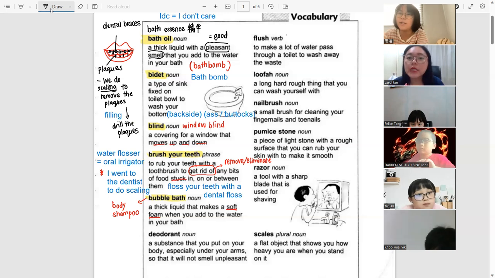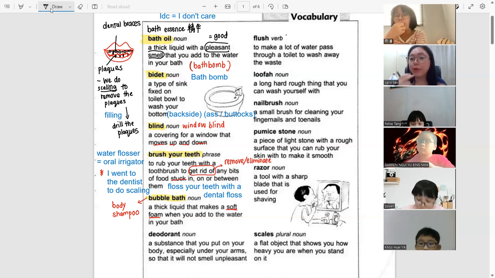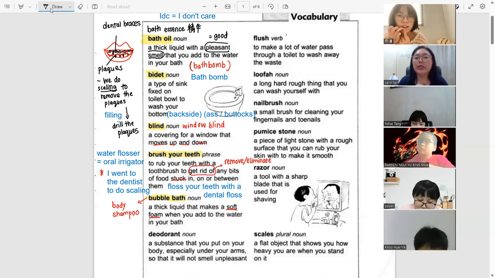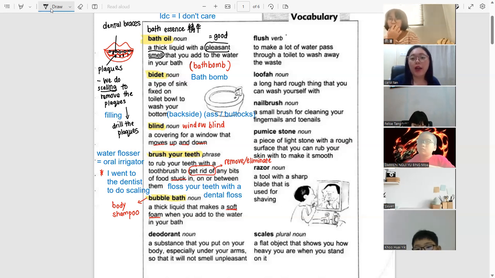Teacher, does it hurt when they drill the plaques? You have to be very careful, the dentist has to be very careful. If not careful, it will drill into your gum, then you will bleed. Sometimes it drills into your gum, then it will bleed. So that one, you got ulcer, is it? Ulcer is a sore in the mouth. Okay? Suddenly we all talk like a dentist right now, is it? We talk like a dentist.